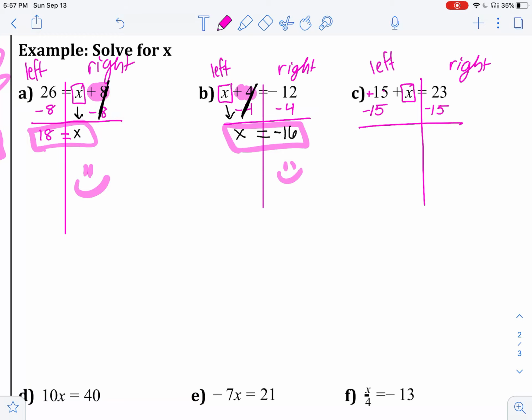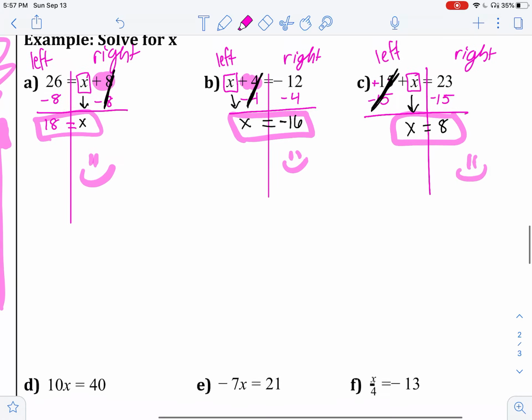15 minus 15, those cancel out. So those just go away. I haven't touched this x, so I just have to bring it down to the next step. The plus sign, again, is just telling me that my x is positive. We don't necessarily need to write that plus sign in the next step here. And then 23 minus 15 gives me 8. So now what I should see is that my x is by itself on the left-hand side, and it's equal to a number. So I have solved, and we are done with that problem.